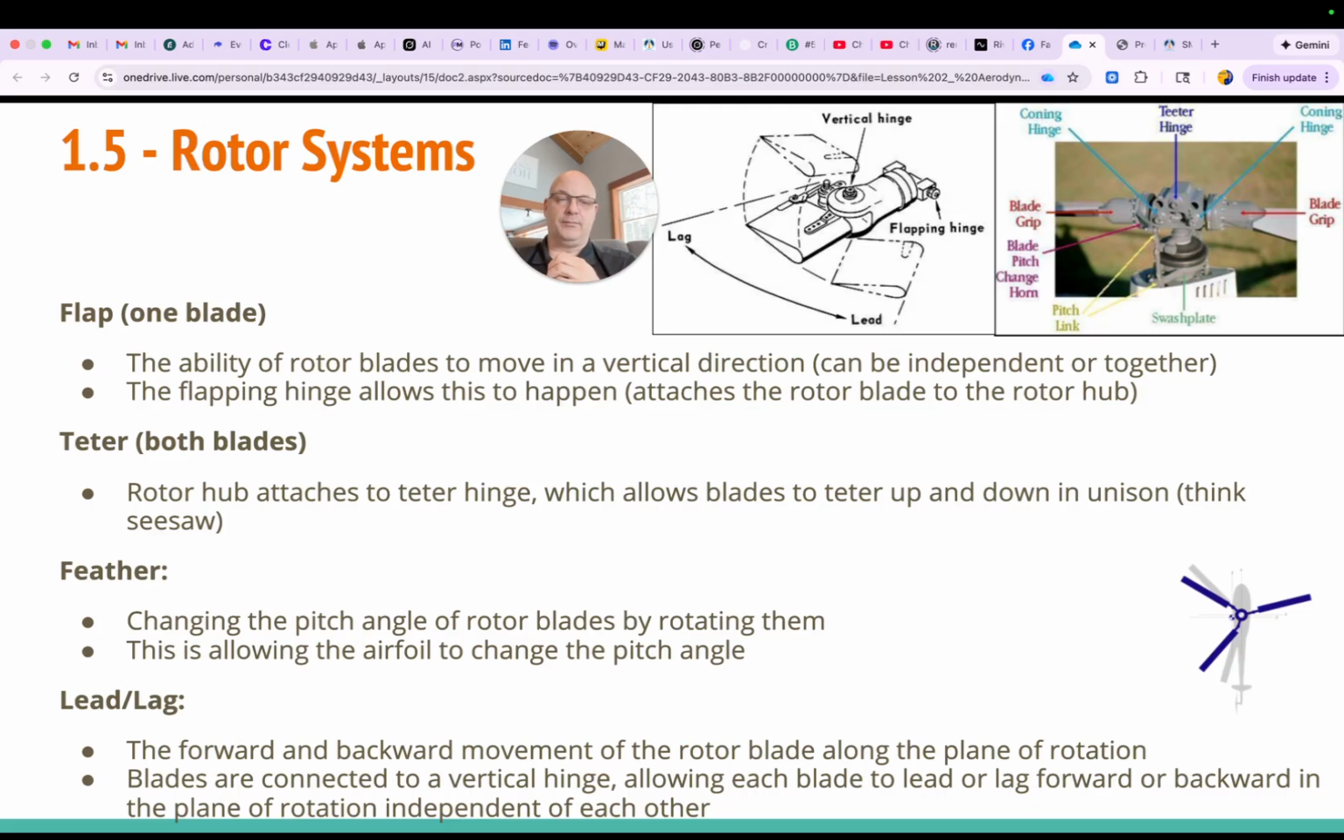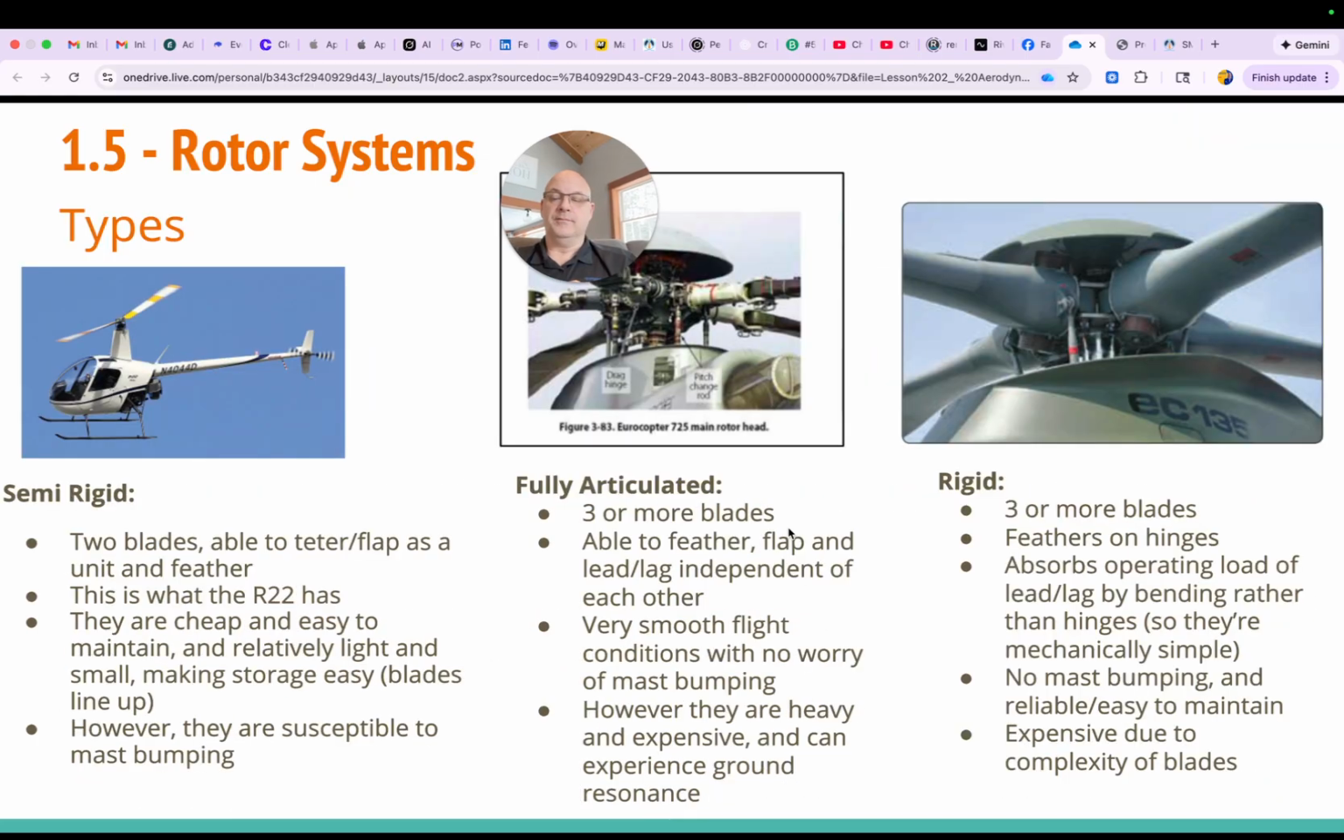The lead and lag, by the way, is unique to the three or more blades, not to the Robinson or the two-bladed systems that you might be familiar with. So the leading and lagging of the blades allows for forward and backward movement of the rotor blade along the plane of rotation itself. So we're still moving, but they can go backward and forwards in order to be able to provide a smoother ride. And in the helicopter itself, there is one downside of resonance that can take place.